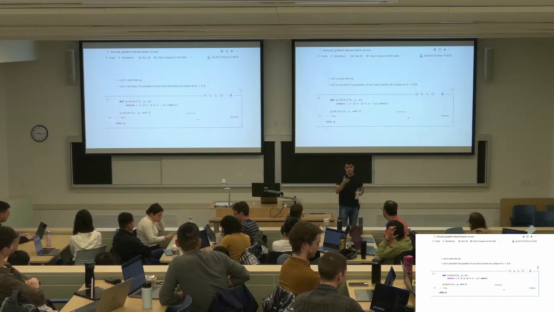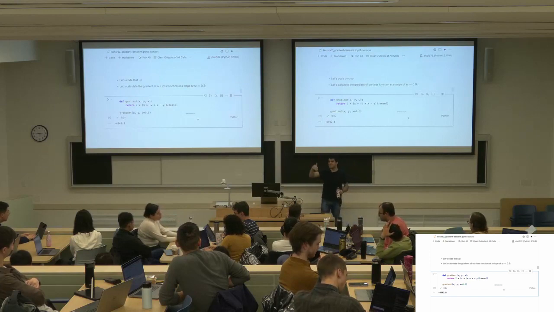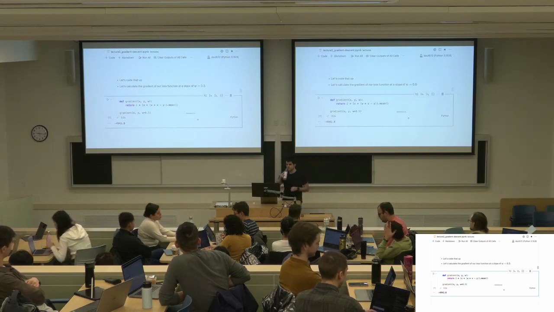Exactly, if the loss function was linear, in that case you always have a constant slope everywhere. It doesn't depend on the value of the independent variable. But that's generally not the case.